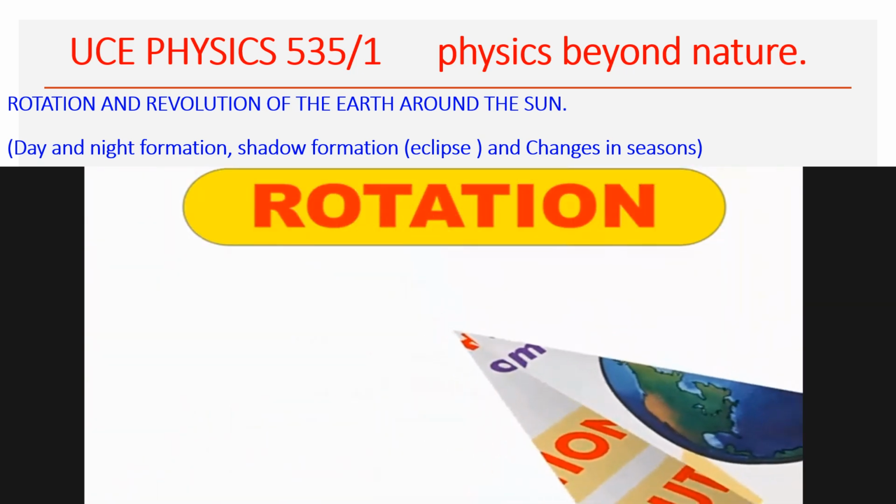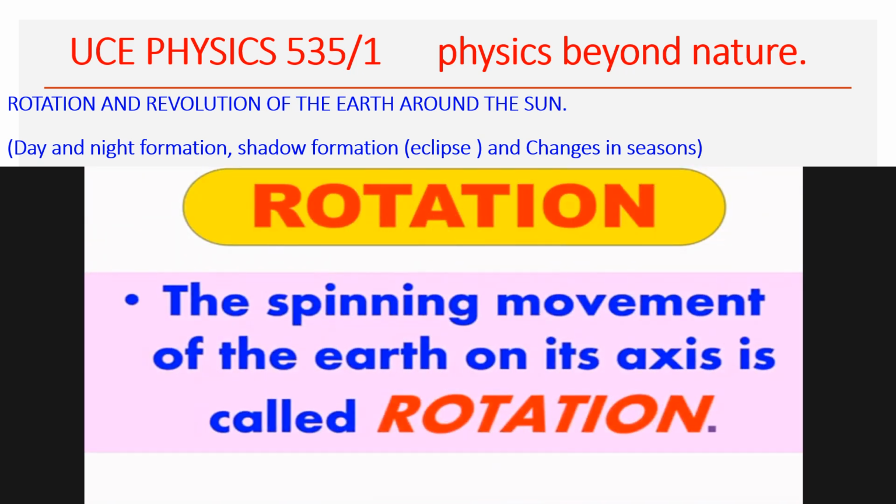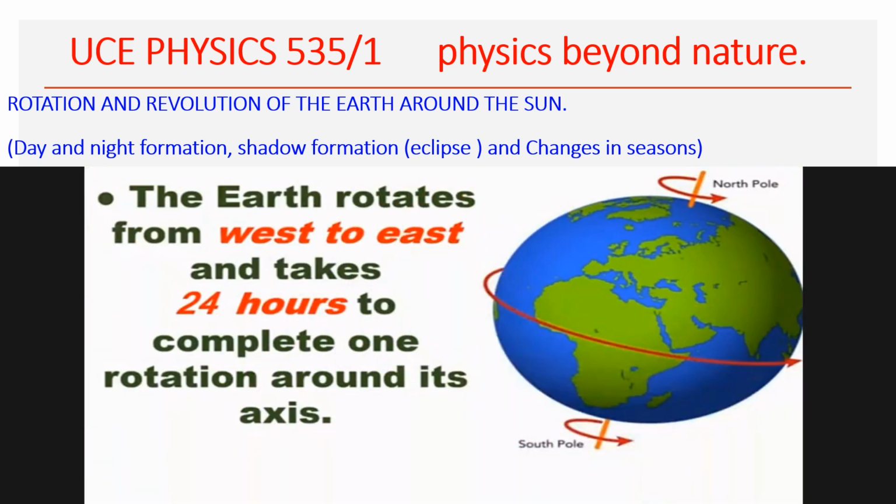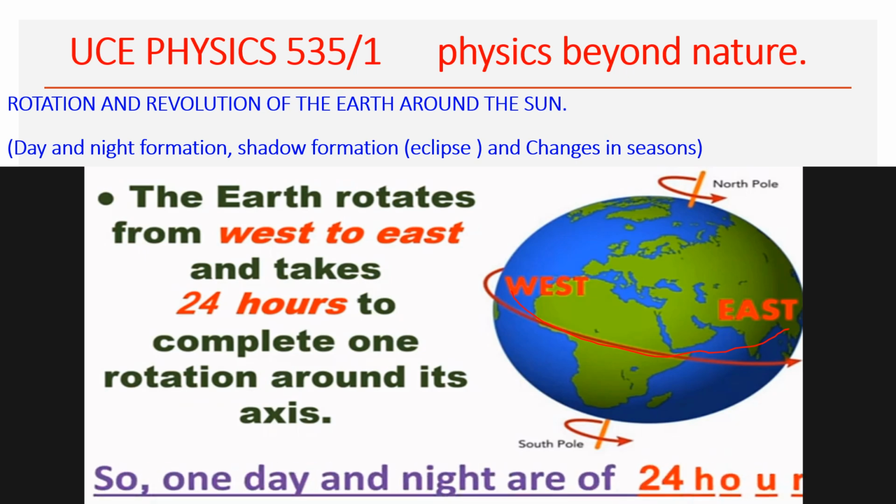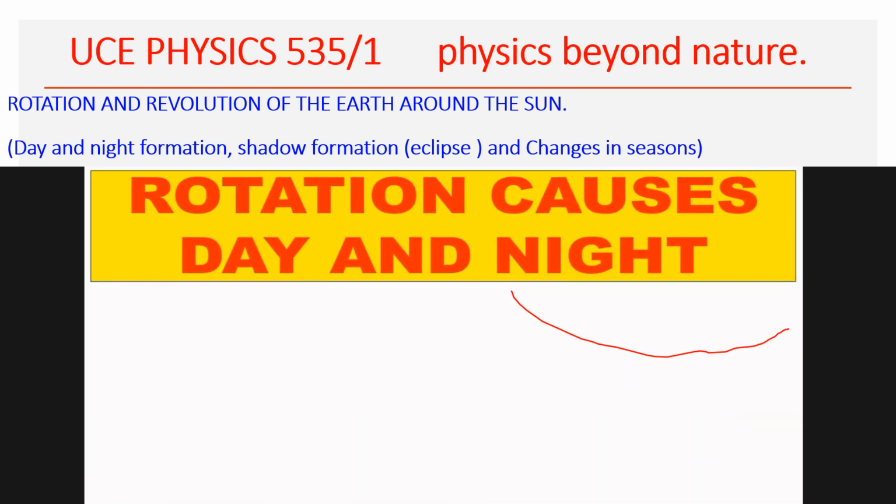So that is our Earth, as you can see. The spinning movement of the Earth on its axis is the one we call rotation. The Earth rotates from west to east and takes 24 hours to complete one rotation around its axis. So taking this as the axis, you can see it is moving from west to east. And this rotation takes 24 hours, 12 hours day, 12 hours night. So one day and night are of 24 hours. Rotation causes day and night. We have cleared that one.